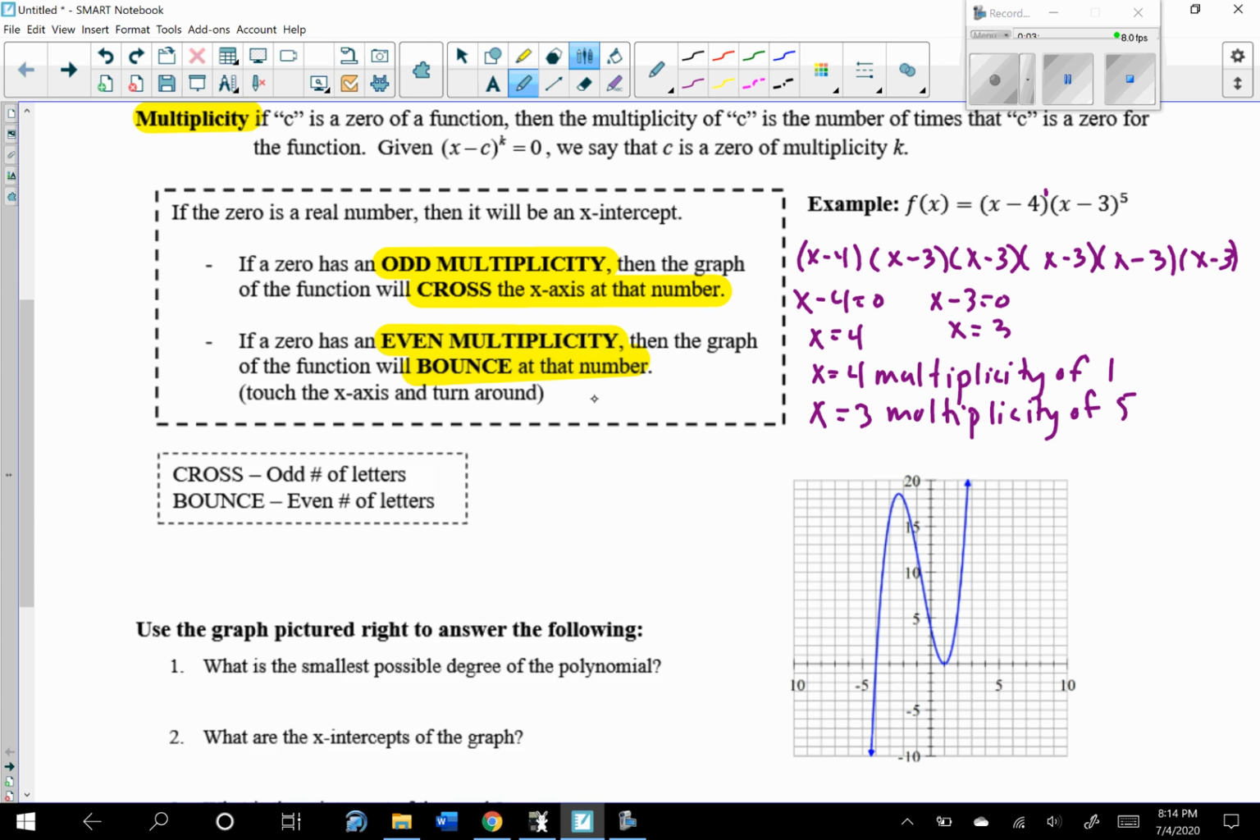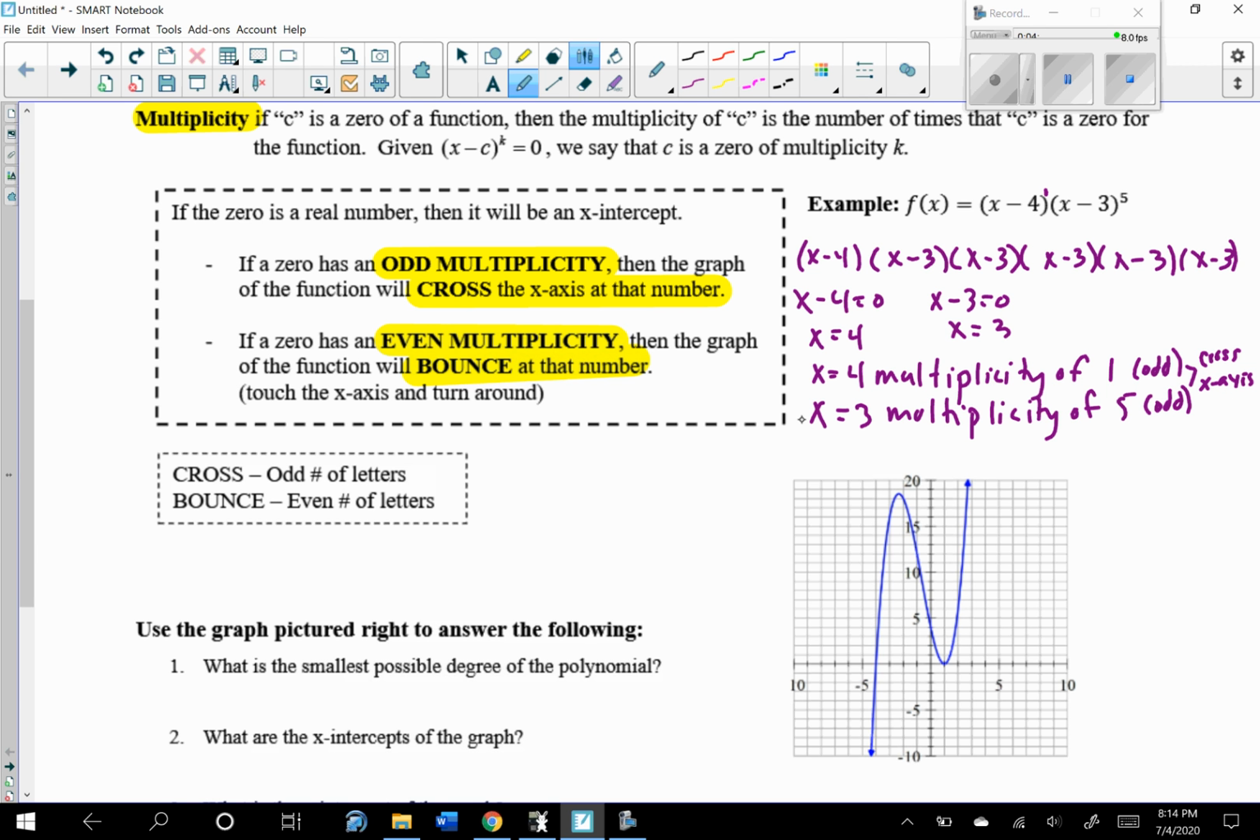Think about a ball hitting the floor. If a ball hits the floor when it bounces, it's going to hit the floor and bounce back, right? So that would be considered a bounce. Think about the floor as the x-axis. So over here, this x equals 4 has a multiplicity of 1, which is odd. And x equals 3 had a multiplicity of 5, which is also an odd multiplicity. So that means that both of these would cross the x-axis at those solutions, at x equals 4 and x equals 3.